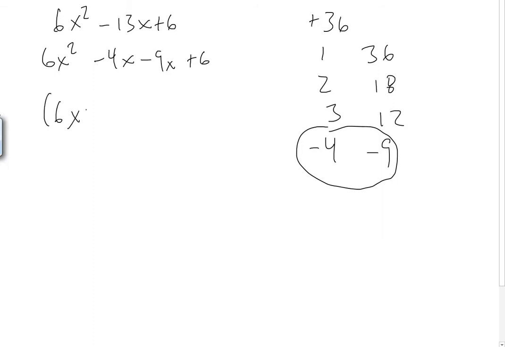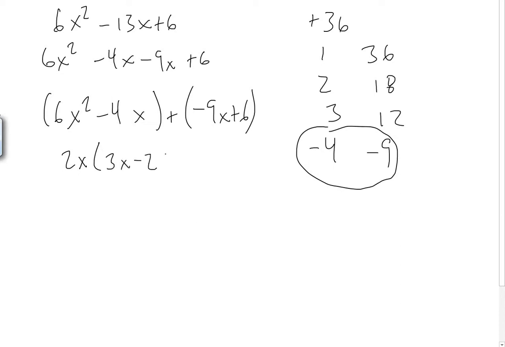Now I group the first two terms together, 6x squared minus 4x, plus negative 9x plus 6, those two get grouped together so that I factor a 2x out of the first two, leaving me with a 3x minus 2. And out of the second two, I can factor out a 3, but since the leading term is negative, I pull out a negative 3, and that leaves me with 3x minus 2 again. Great, they match. 3x minus 2 gets pulled out, and then I'm left with a 2x minus 3.